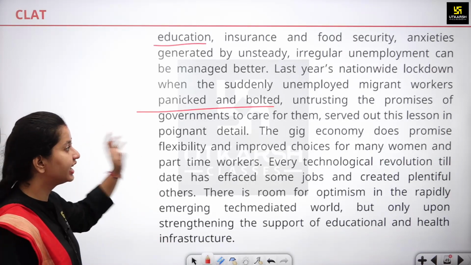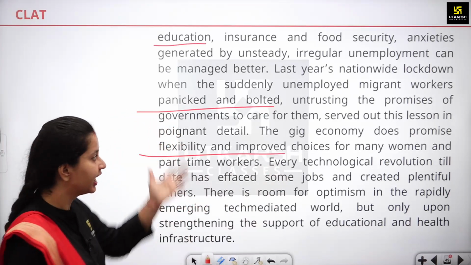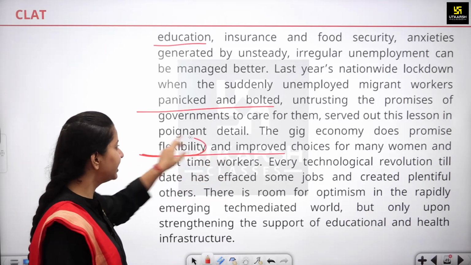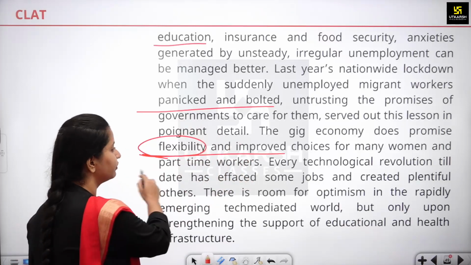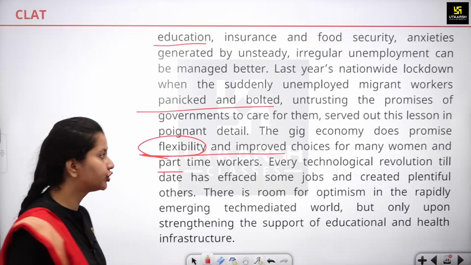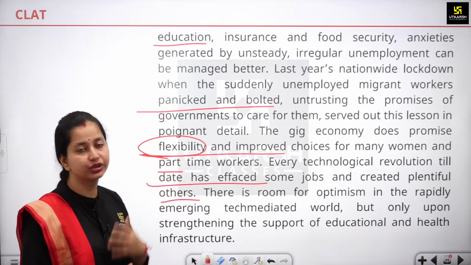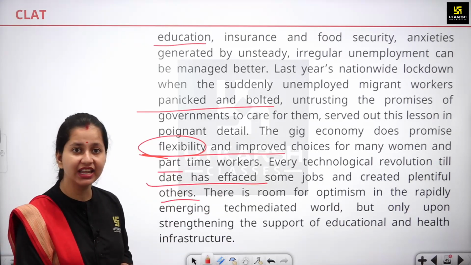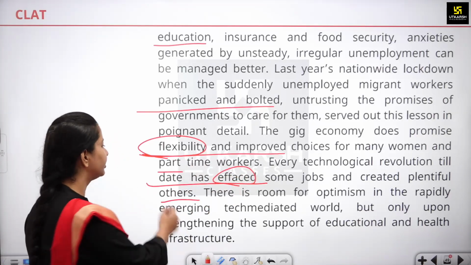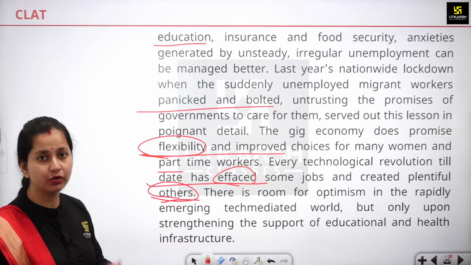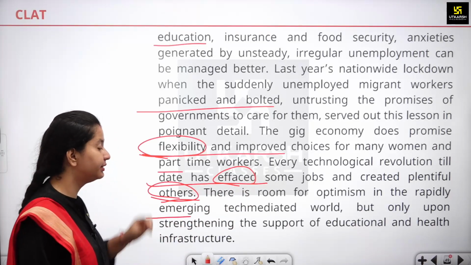Now the gig economy does promise flexibility and improved choices. Because of this economy there is flexibility in the job, and the choices are also good for women and part-time workers. Every technological revolution to date has effaced some jobs and created plentiful others. Many technological revolutions have so far ended some jobs, and created a lot of other jobs. There is room for optimism in this rapidly emerging tech-mediated world.